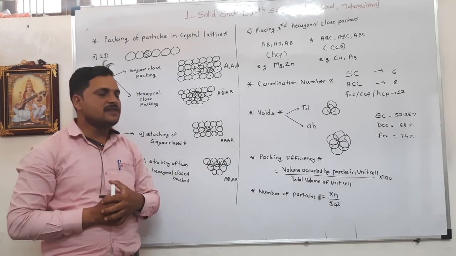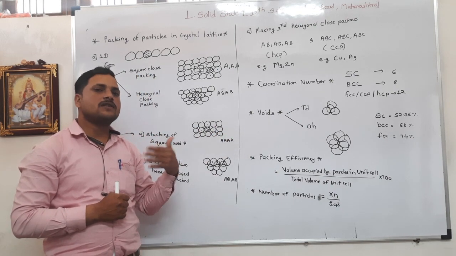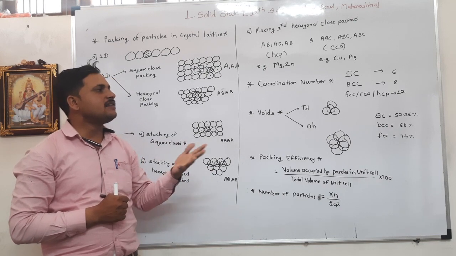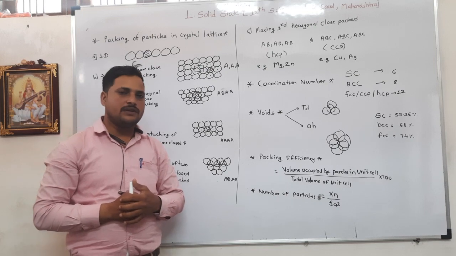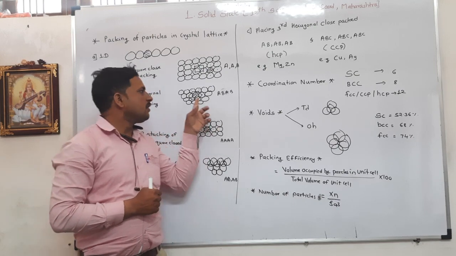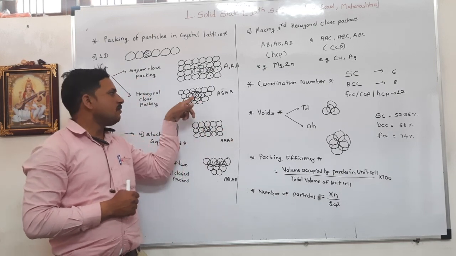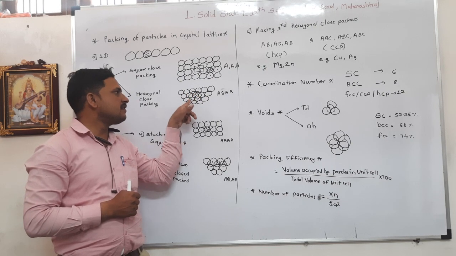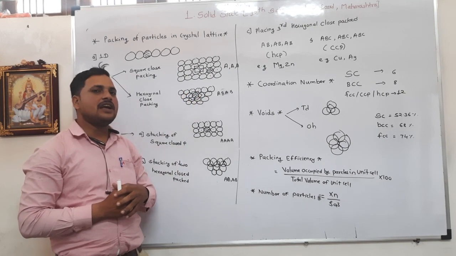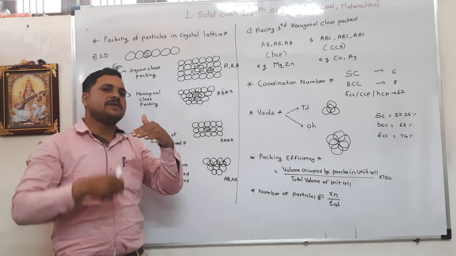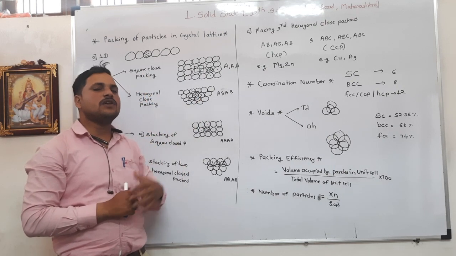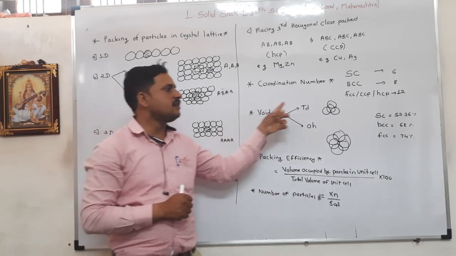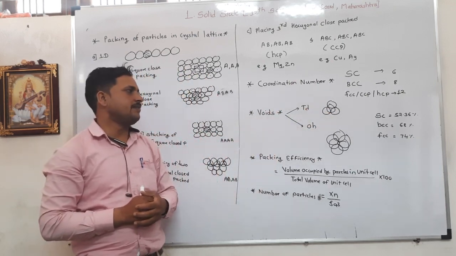Third one, FCC, face centered cubic close packing, and hexagonal close packing in 3 dimensions. It has a coordination number 12. Because in one layer, for a given sphere, 6 spheres are attached, and in the second layer 3 spheres, and in the layer below again 3 spheres. Hence the total coordination number in face centered cubic is 12.